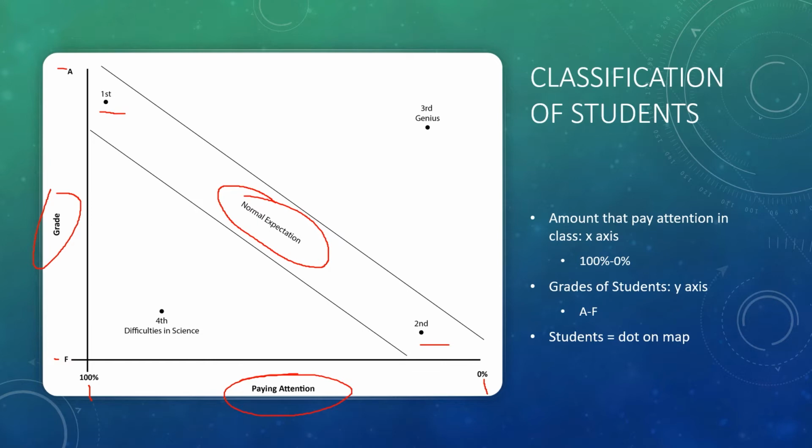Well, there's these things called anomalies. Students that pay attention all the time but still manage to fail. These are going to be our difficulties in science, so we're going to call them difficulties. And then you have the group that pretty much pay no attention but still get an A. This is our genius. These are our anomalies. And stars do this too. Stars also have anomalies. And this is essentially what we're going to see on the HR diagram, is that there's going to be a normal expectation, or basically what we would call main sequence stars. And then we have our giants and our dwarfs, which are our anomalies.